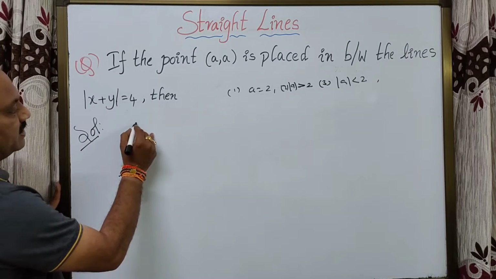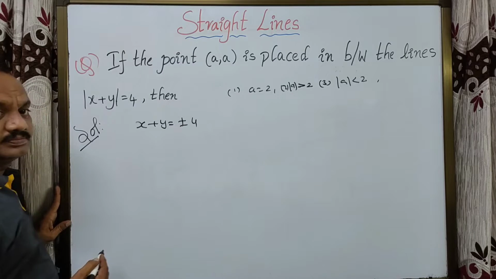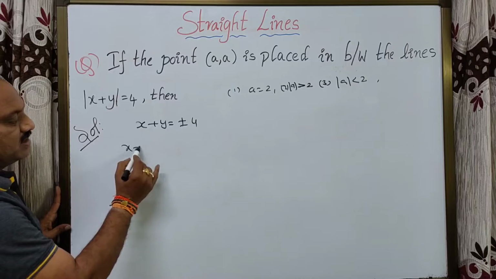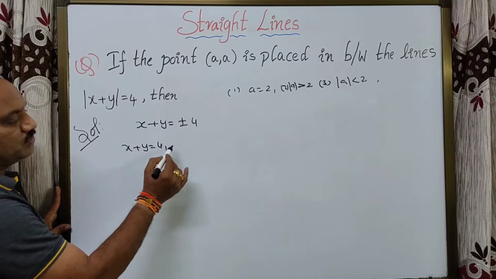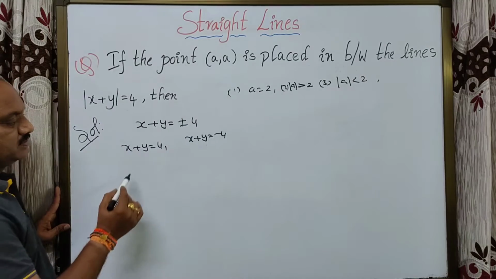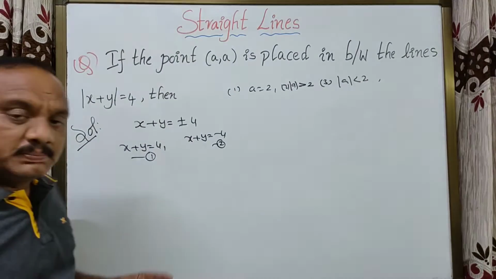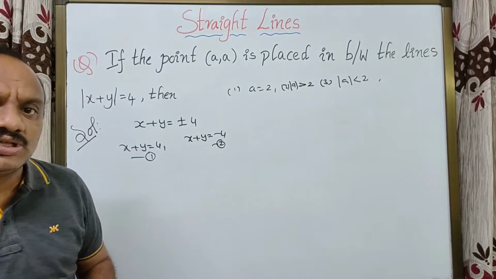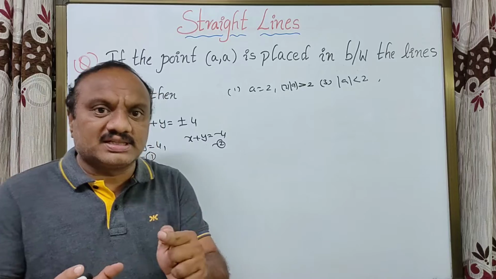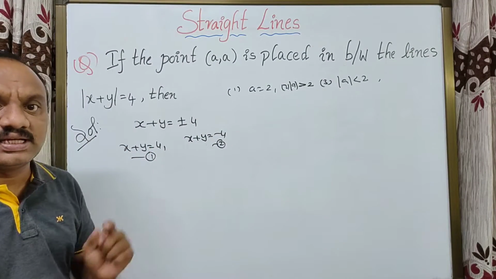From these lines, we write it as x + y = ±4. Dear students, these two lines are parallel lines. One line is x + y = 4. Another line is x + y = -4. Line 1, line 2. Please remember that if you want to draw the rough diagram, you should convert the line into the intercept form.